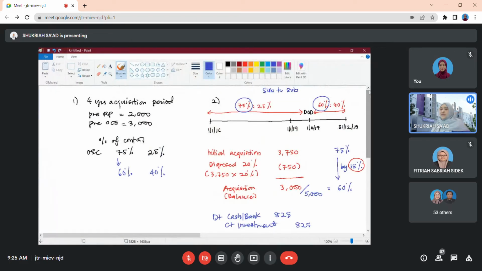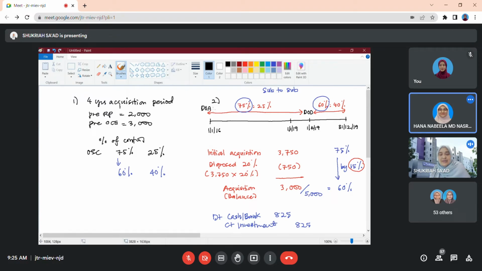On 1st January 16, we have the DOA. What do we have to do when there is a DOA, class? Find goodwill or bargain purchase. If there are changes in shareholding, what do we need to find? We need to find the gain or loss on the changes, either gain or loss on second acquisition for an increase, or gain or loss on disposal for a decrease. Alright, so we start with step number 1, which is to determine goodwill.